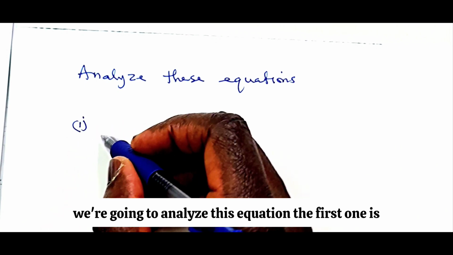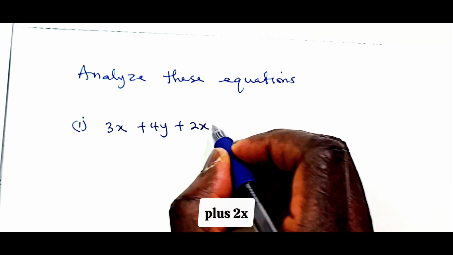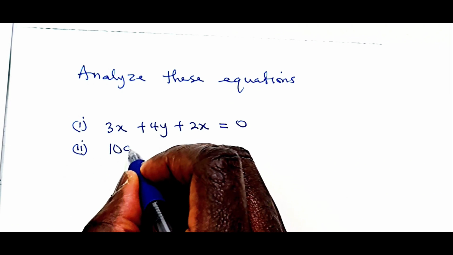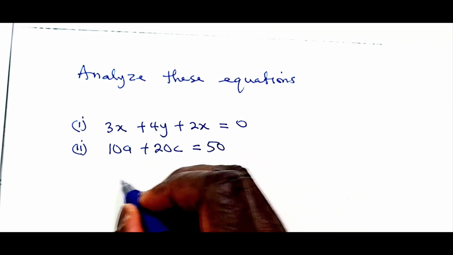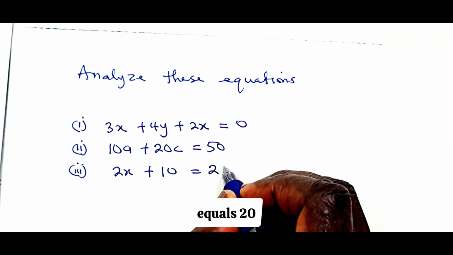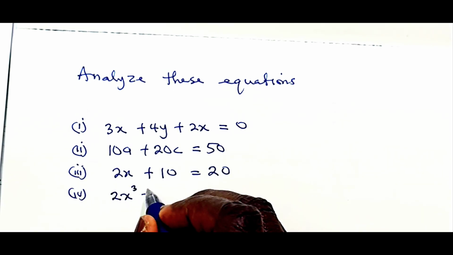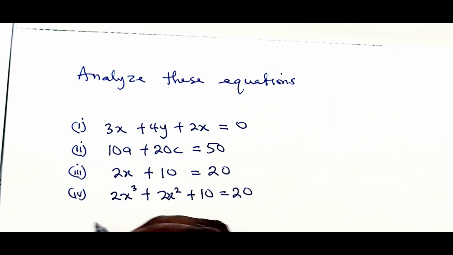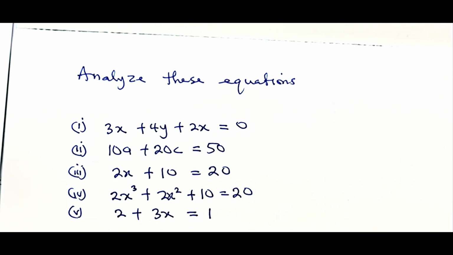The first one is 3x plus 4y plus 2x equals 0. Another one is 10a plus 20c equals 50. Another one is 2x plus 10 equals 20. We have another one, 2s cubed plus 2s squared plus 10 equals 20. And we have 2 plus 3x equals 1.